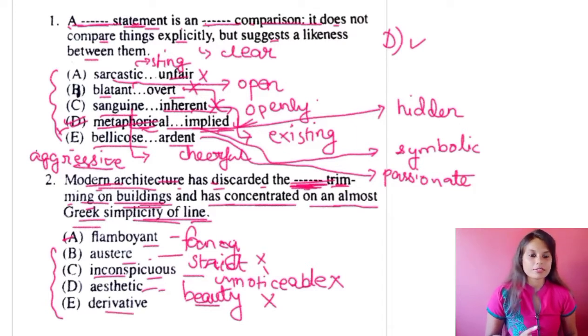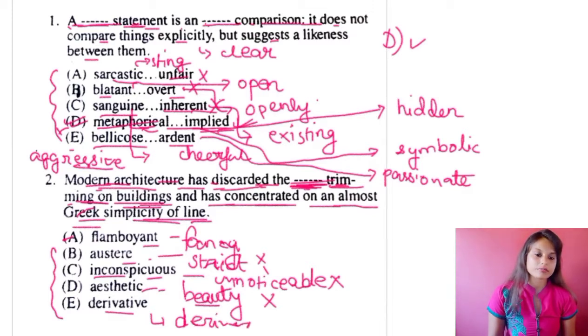Next is derivative. Modern architecture has discarded the derivative trimming. Derivative trimming, no. Derivative first of all means which is derived from the original. In simple words, it means derived from the original. So we cannot say that the trimmings are derived. So this will be wrong once again. So the best option would be option number A.